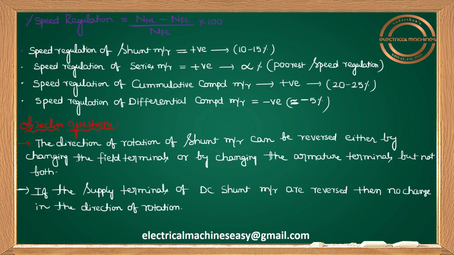In this session, we'll see some objective questions based on a DC motor and DC generators. Before starting objective questions, let us see speed regulation. I think I already indirectly told you this topic in the last video. Tell me, what is the formula of percentage speed regulation?